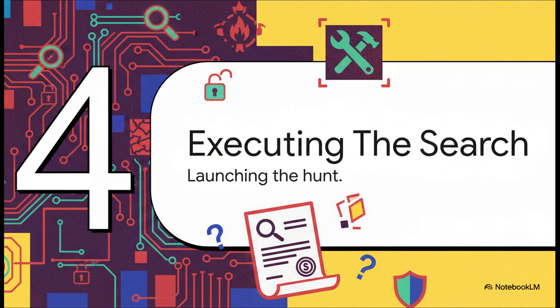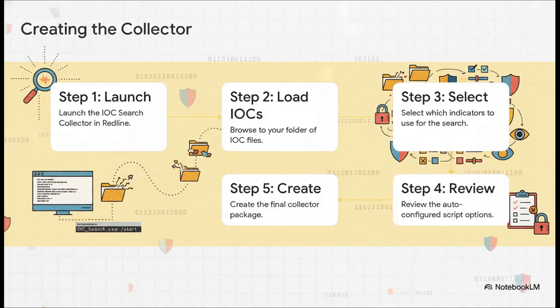All right, we've got our clues, our toolkit is prepped. It is time to execute the search. So let's walk through how to deploy our search warrant and actually start the hunt. Creating the collector in Redline is actually a really simple step-by-step process. You just launch the IOC Search Collector, point it to your folder of clues, and it loads them right up. Then you get to select which clues you want to use for this particular hunt. Give it a quick review, click Create, and bam, Redline packages everything up for you.